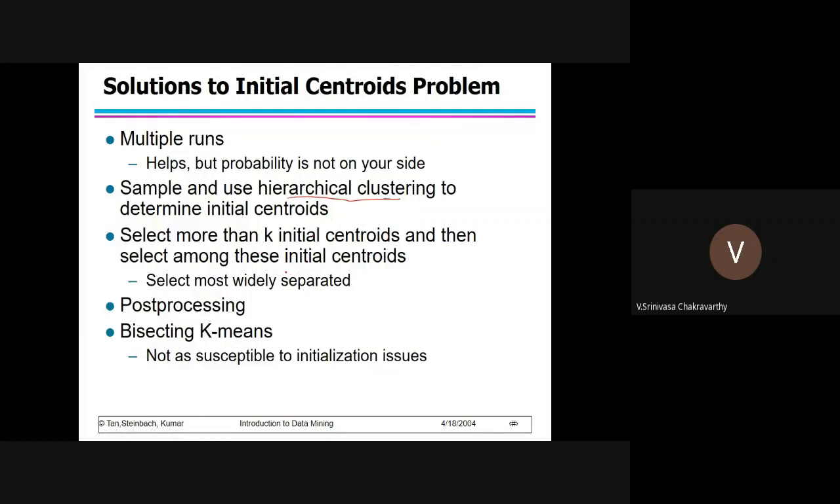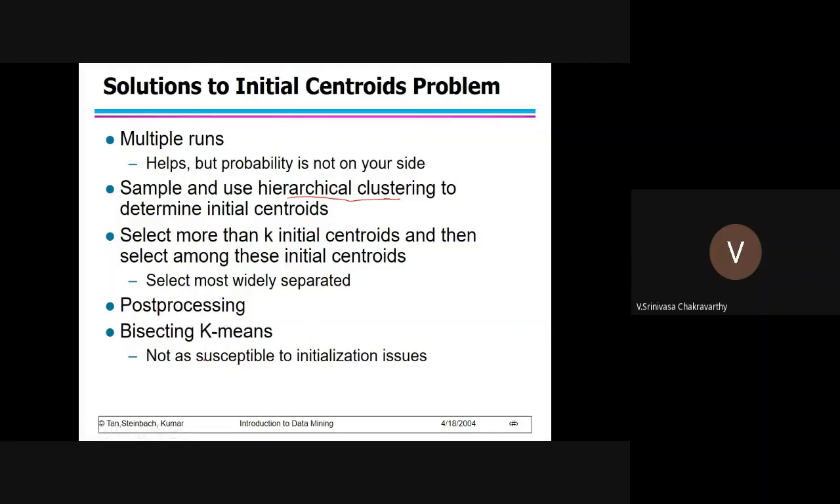Okay, so then you also do some post processing. For example, sometimes when you do clustering, you might end up with empty clusters. That means there is a centroid there, but there are no data points in it. What's the point, pardon my pun, if you have a cluster centroid, but there are no points in it?